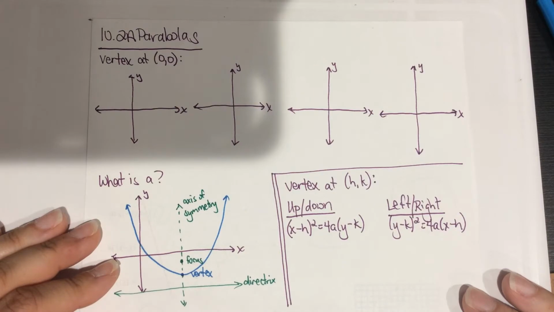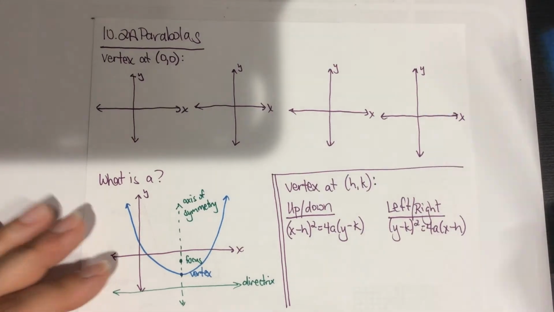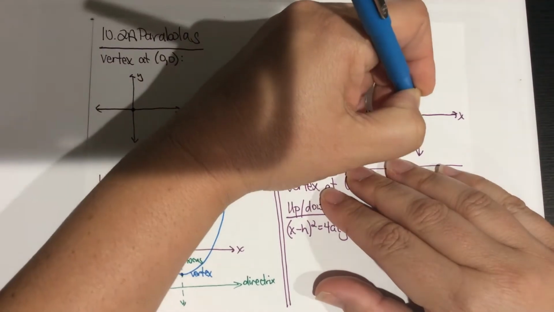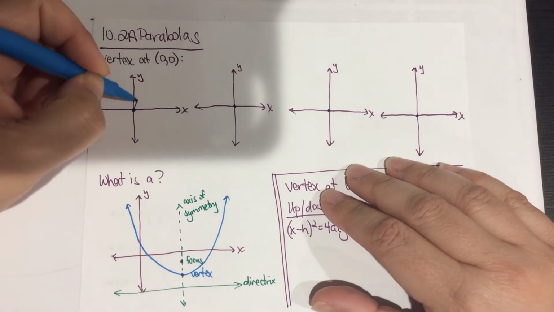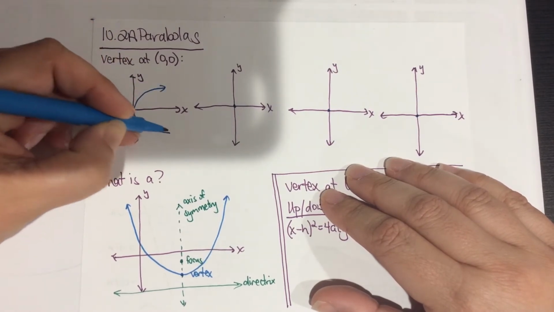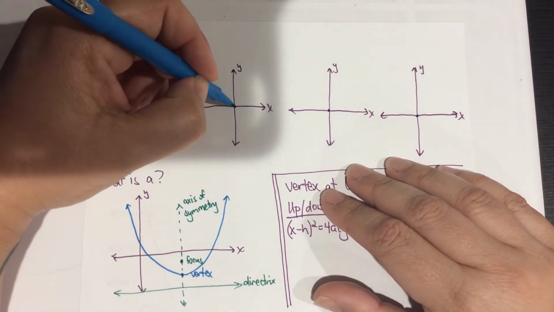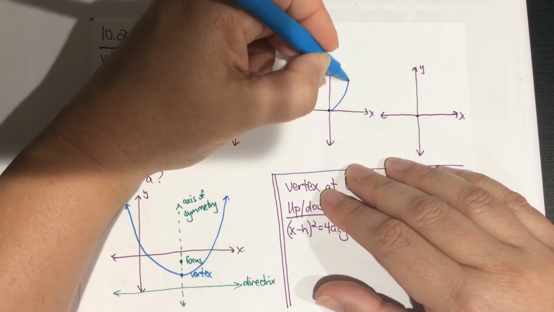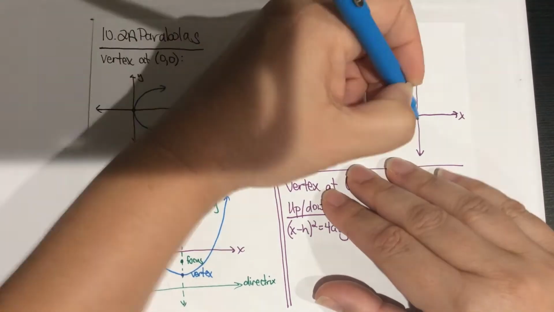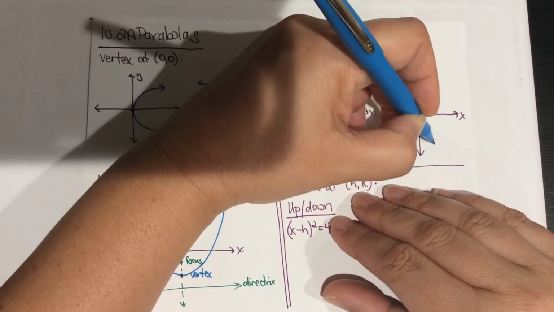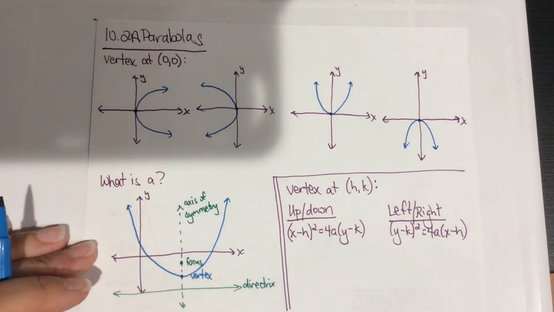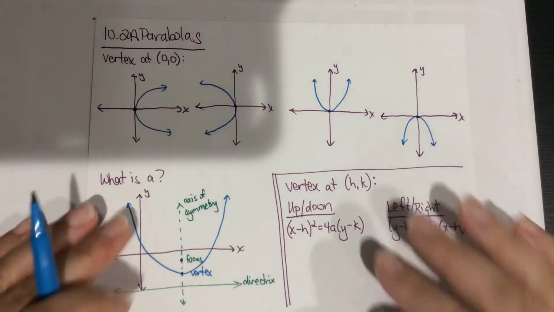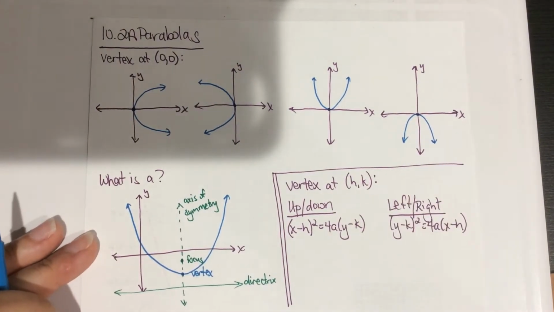Let's start with simple, vertex at 0, 0. So, vertex at 0, 0, all of them are going to go through the origin, every single one of them. We can have opening to the side, to the right, opening to the left, opening up, and opening down. And maybe in later math classes, you'll talk about parabolas that open along a diagonal. Not in this one. There is a section in our book, but we don't talk about it.